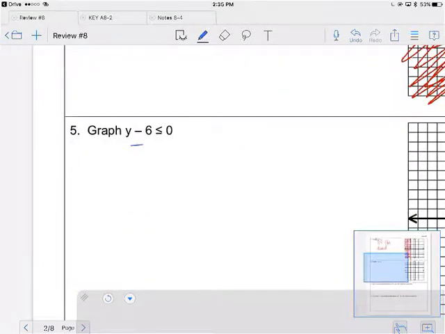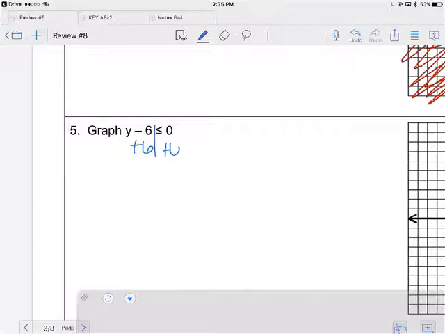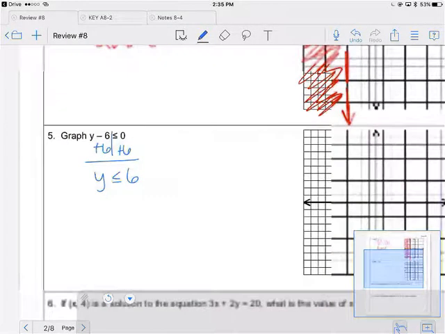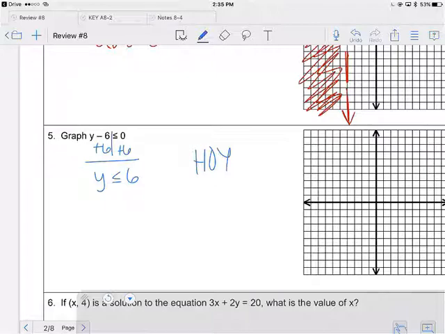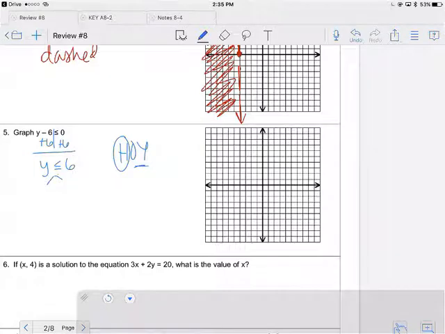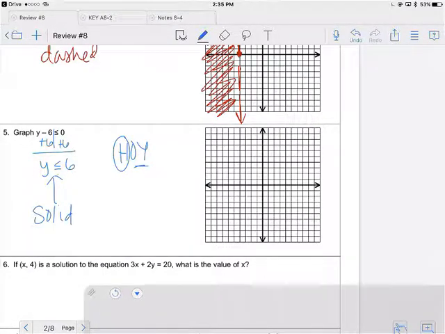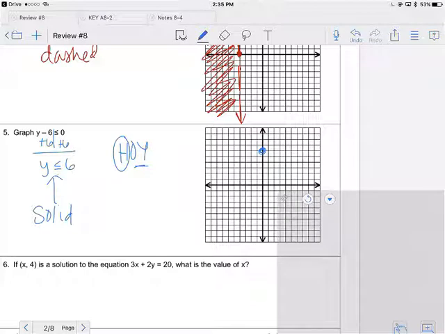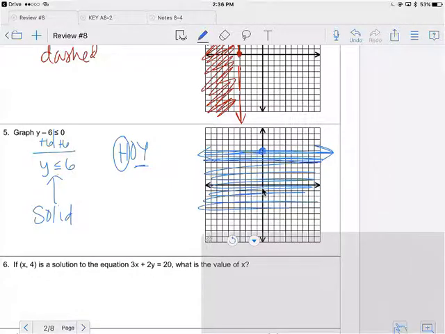Problem 5 is similar. We solve for y by moving the 6 to the other side. And then this one is a HOY, because it has the y, I know to use HOY. HOY meaning horizontal. This is going to be a solid line because there's a line under the inequality. So we go up to 6 on the y-axis, draw a solid horizontal line, and y is everything less than 6, so using the y-axis less than 6, a number could be 5, 4, 3, 2, 1, 0, so anything underneath, lower than that line.